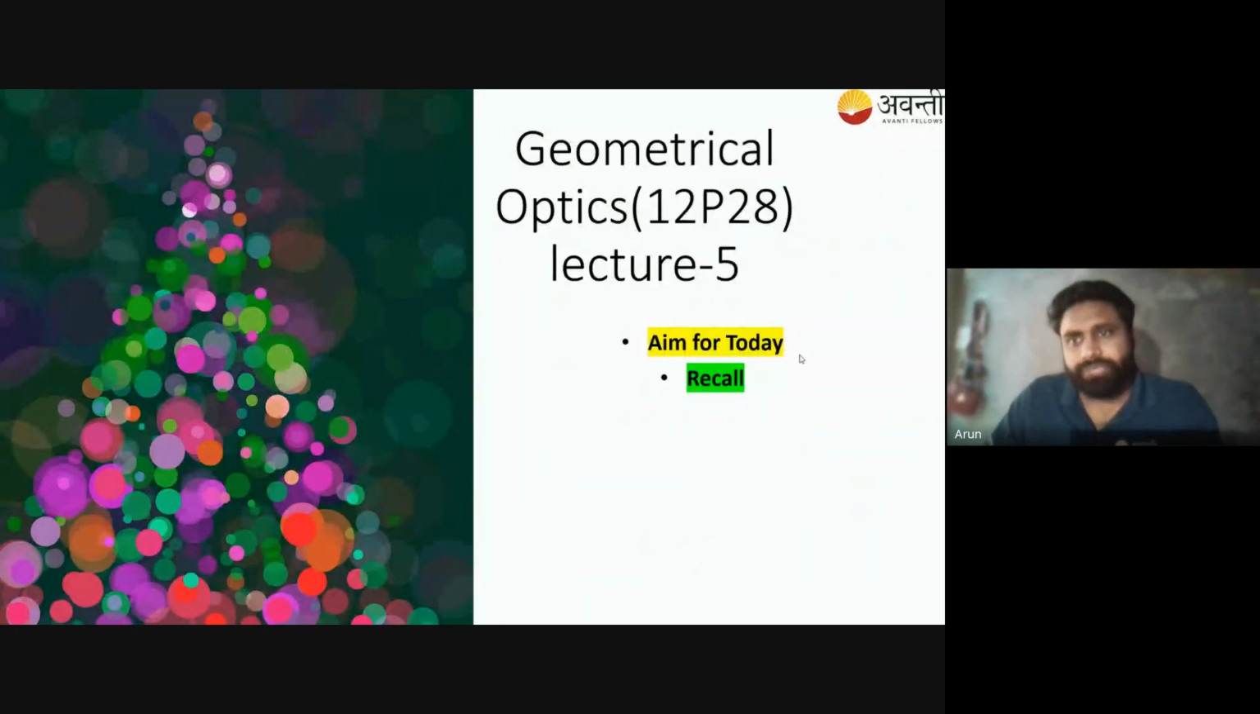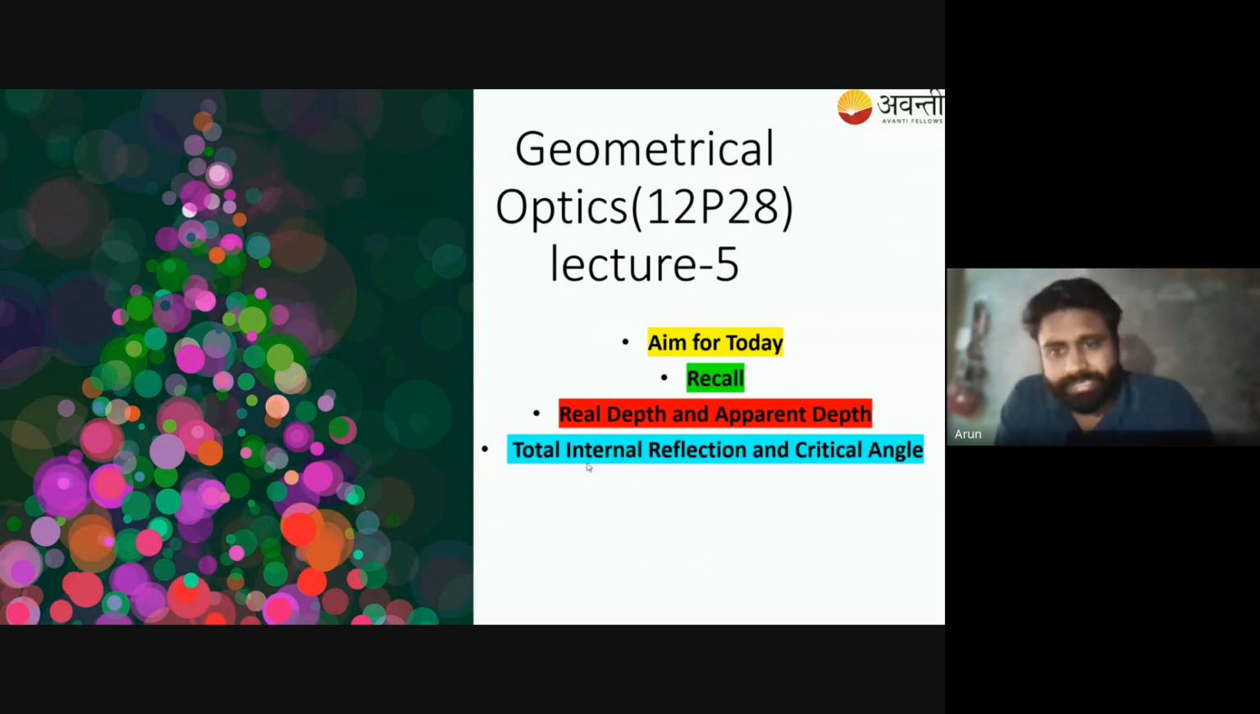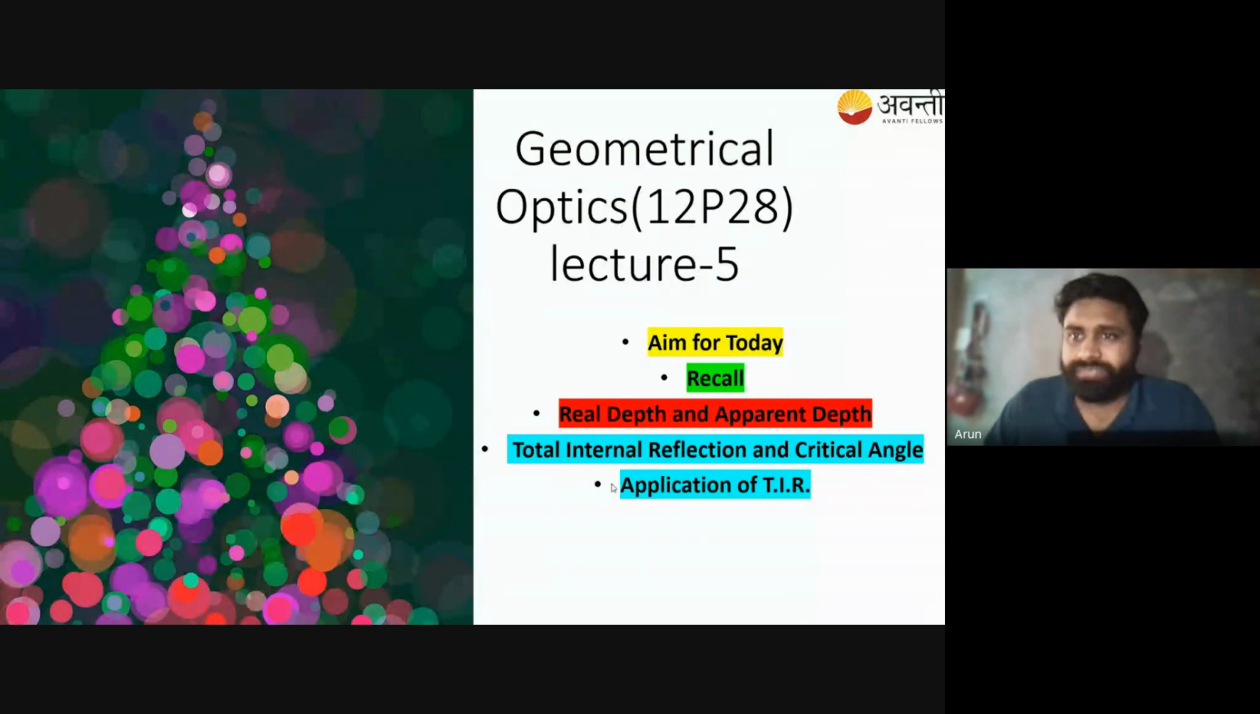Firstly, we are going to recall some concepts that we have covered in the previous lecture. Then we will study a little about real depth and apparent depth. Then TIR, the abbreviation used for total internal reflection. And we will see the critical angle concept. And next, we are going to see some applications of TIR.